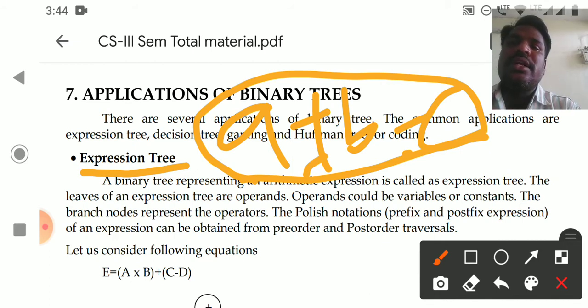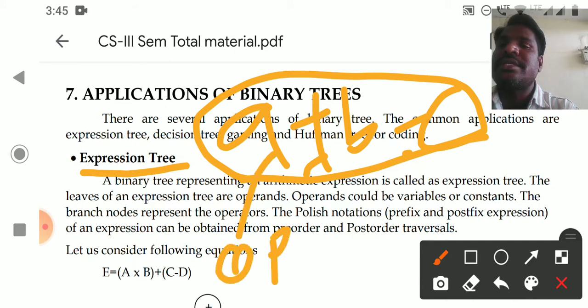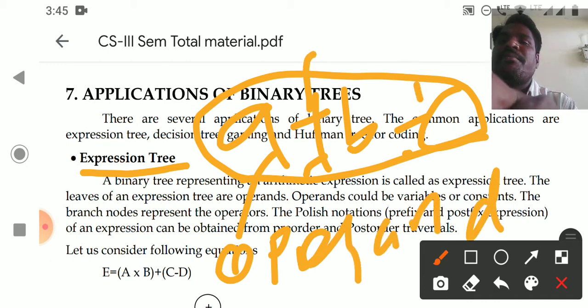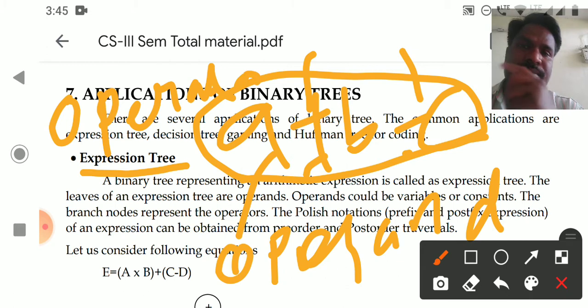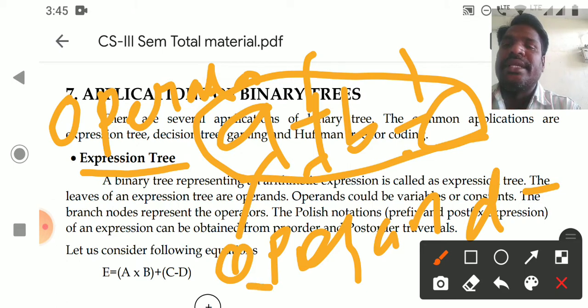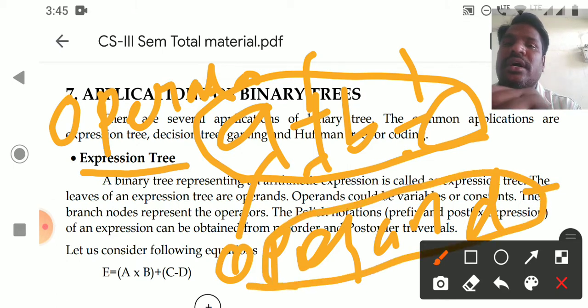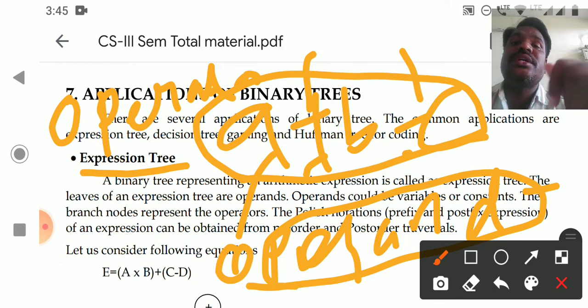Now here, what is the data? A is an operand. Plus and minus are called operators. So in an expression tree, the leaves of an expression tree are the operands, and the root nodes are the operators.